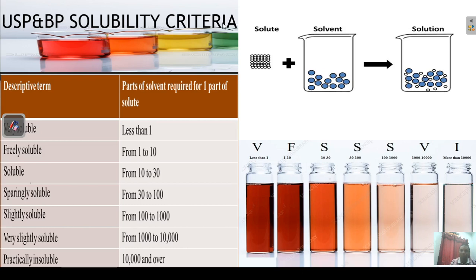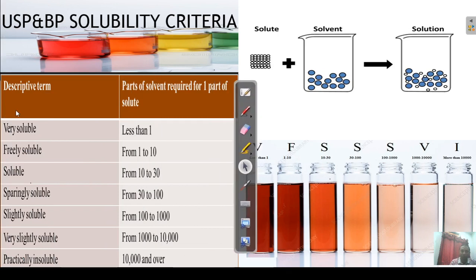USP and BP solubility criteria. You can see here in the left corner some descriptive terms. There are 7 descriptive terms shown here, from very soluble to practically insoluble. The second column indicates the parts of solvent required for one part of solute. And here in the diagram you can see the particles of solute, solvent and solution.